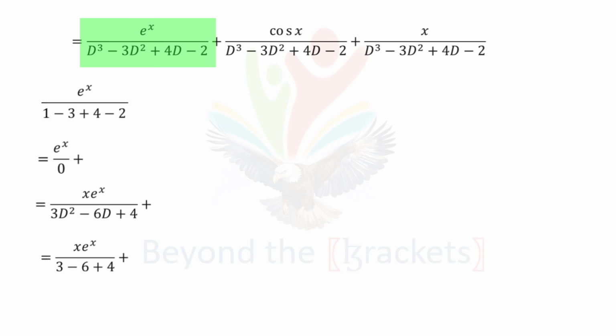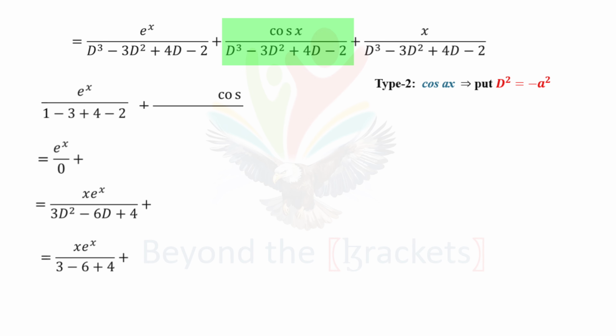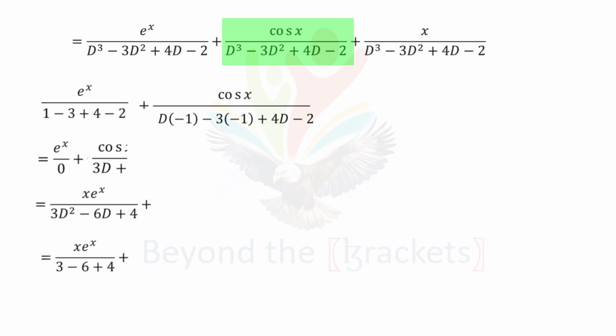Moving on to solve the second term which is of type 2. We replace d square with minus a square. Here a is equal to 1. Substituting this we get cos x divided by d into minus 1 minus 3 into minus 1 plus 4d minus 2, which simplifies to 3d plus 1.